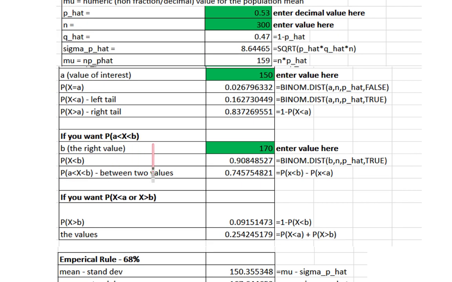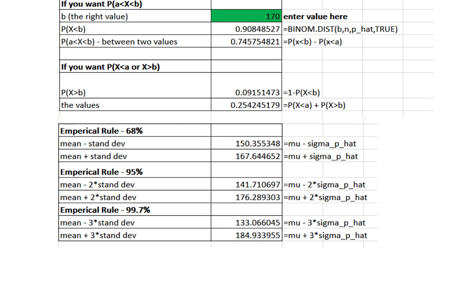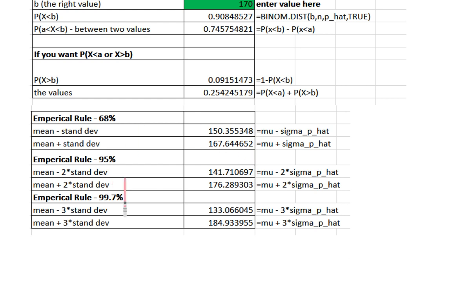Again, if I want to sandwich, here's my sandwich as before. If I want the tails, this is as before. And then, of course, I have the empirical rule for numeric values, not necessarily percents. So what I know is that 68% will be between 150.355 and 167.66. It'll be my mu minus sigma p hat, or my mu plus sigma p hat, and then multipliers of 2 or 3 if I need to be 2 or 3 standard deviations.